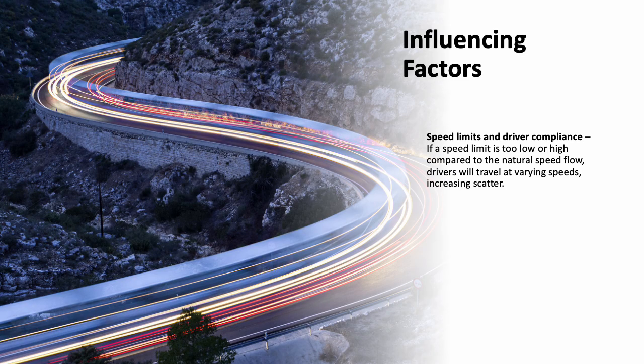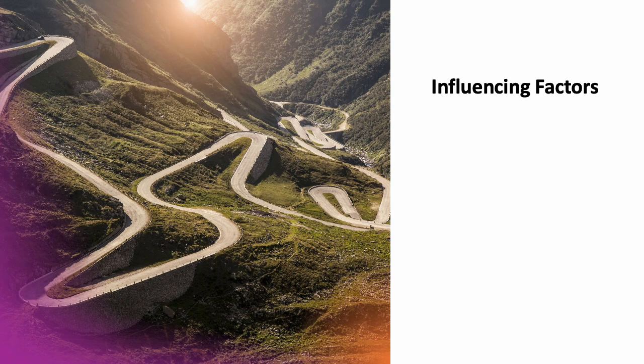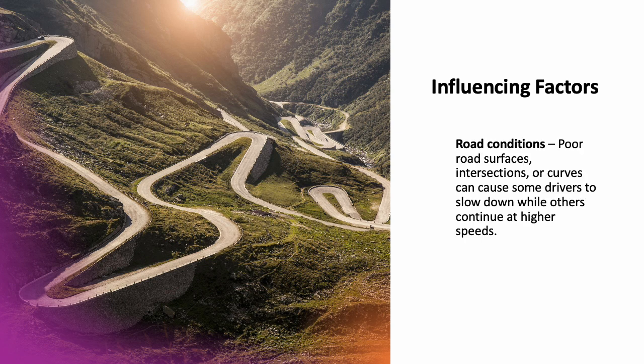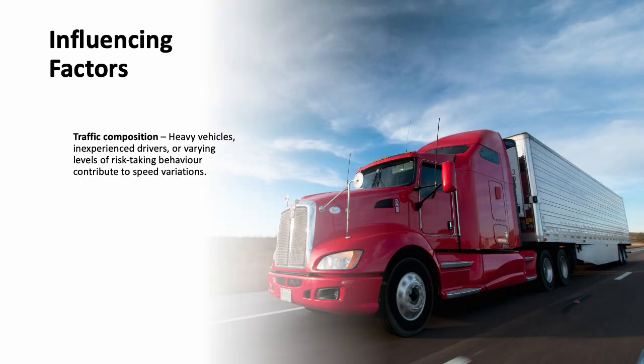Influencing factors. Speed limits and driver compliance. If a speed limit is too low or high compared to the natural speed flow, drivers will travel at varying speeds, increasing scatter. Road conditions. Poor road surfaces, intersections, or curves can cause some drivers to slow down while other drivers continue at higher speeds. Traffic composition. Heavy vehicles, inexperienced drivers, or varying levels of risk-taking behaviour contribute to speed variations.